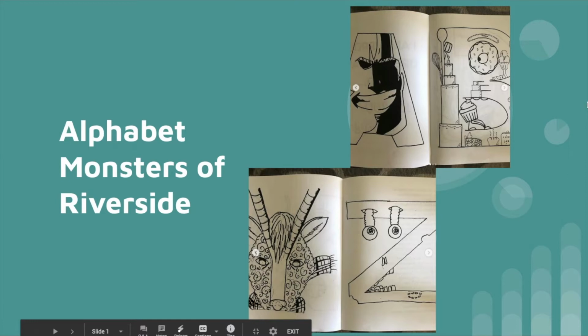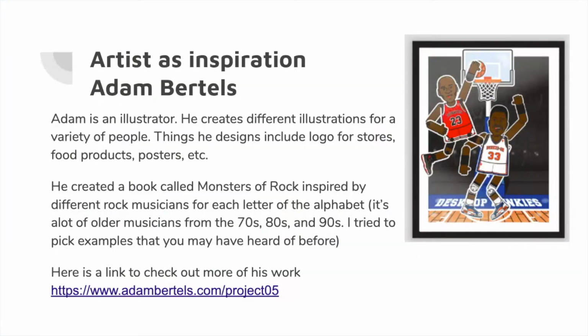What you're going to be doing for your project is creating a drawing of a letter that is kind of based off of something that letter represents. We're going to be looking at this artist. His name is Adam Bertels, and Adam is an illustrator, and he creates illustrations for a variety of different people.